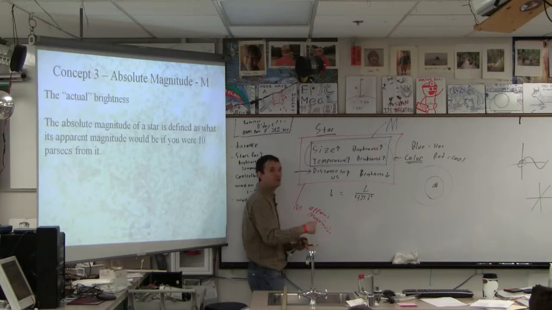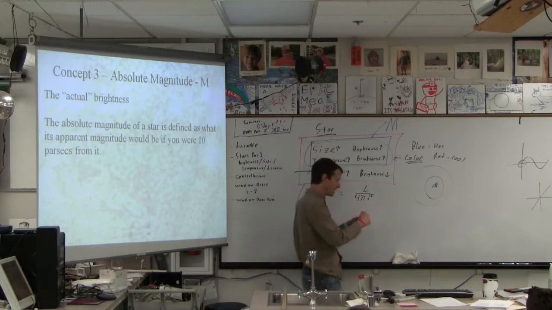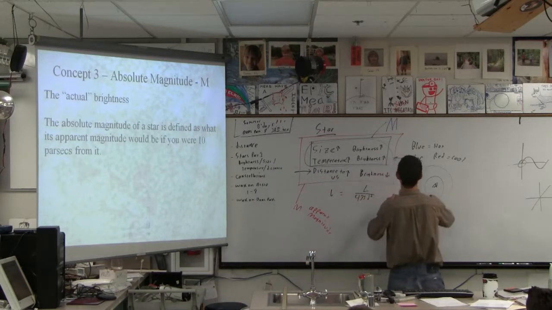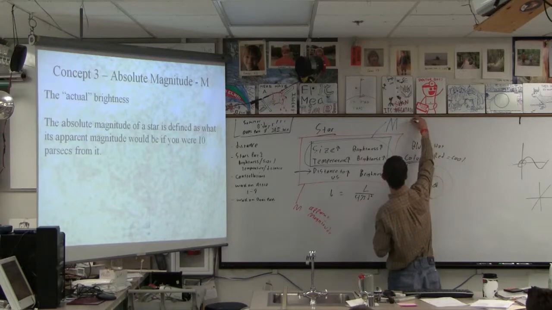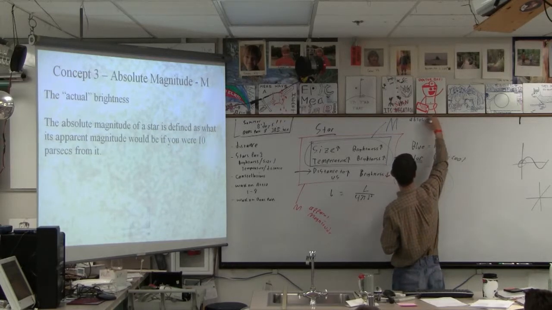With apparent magnitude, you don't know whether it's a bright star far away or a dim star that's close to us. They could both have the same apparent magnitude. But when they talk about absolute magnitude, that's how bright the star really is. It's intrinsic brightness. That's why it's called absolute.